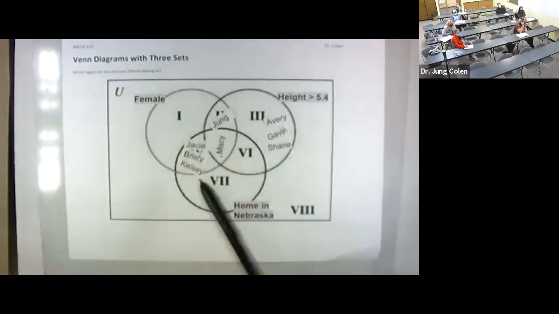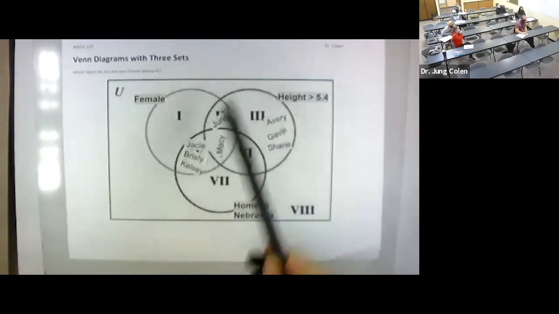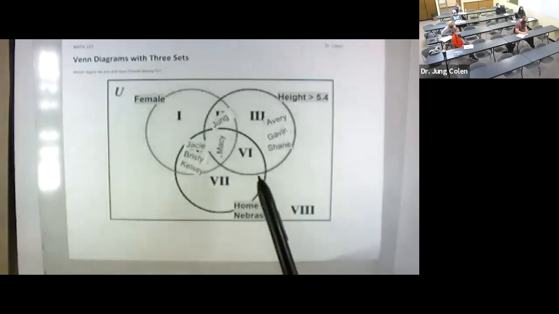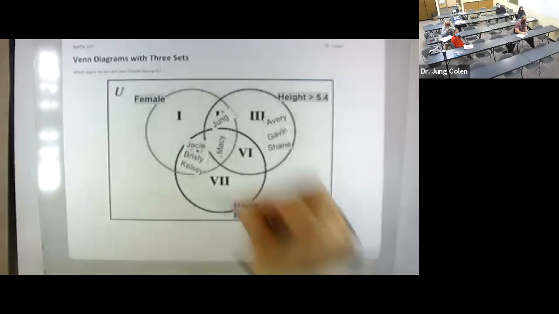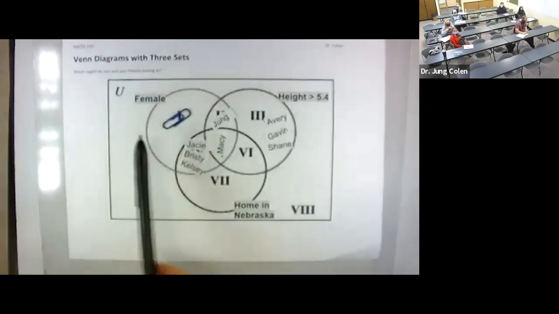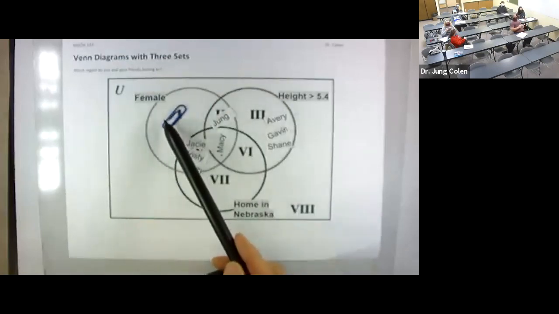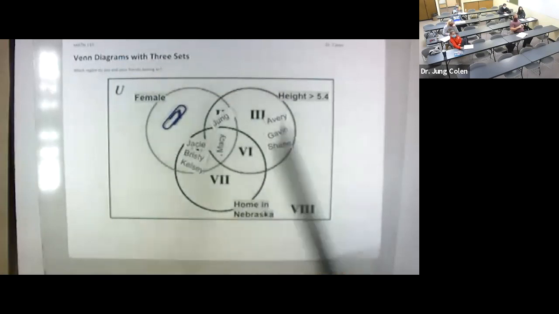Okay. So you are a female, and you are shorter than 5'4". Okay, 5'1". And your home is in Nebraska. So we can talk about that, right? So if I put a person with a name in it here, can you describe this person? Yeah, 5'4" or less than 5'4". She's a female and does live in Nebraska. Not taller than 5'4".